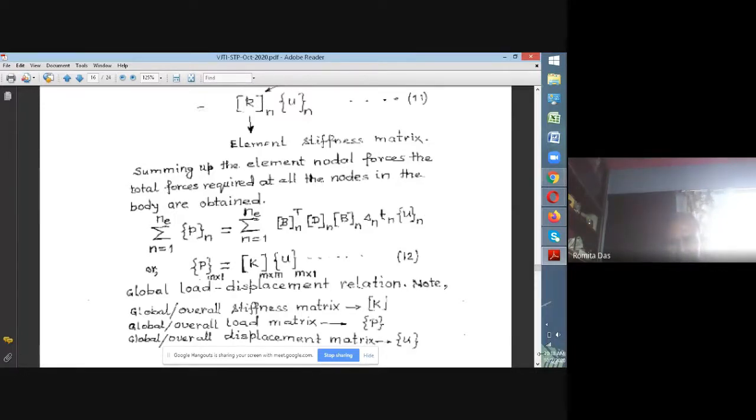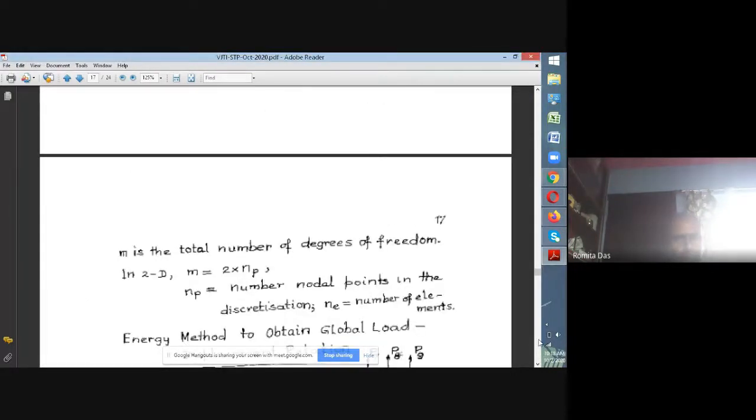So it is done in the computer. Nothing is done manually. It's not possible. And now, just to give you some more understanding, you see that this M means the total number of degrees of freedom. How do you get that?